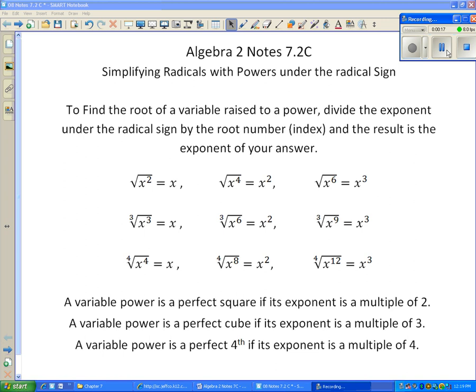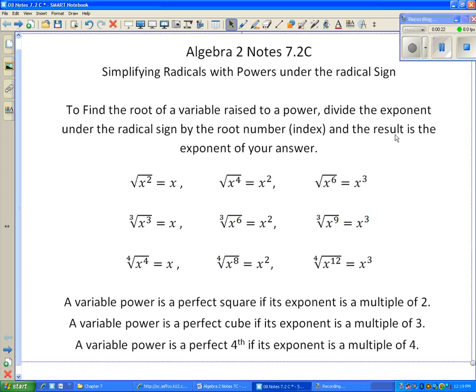This first part is just notes. You can print these off. They'll be on the PDF, or you could go ahead and write them out. Like I said, it's on the PDF. I'm just going to be talking about this and making little marks on it, but not much. Simplifying radicals with powers under the radical sign.